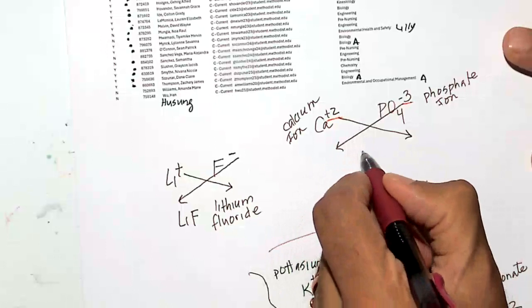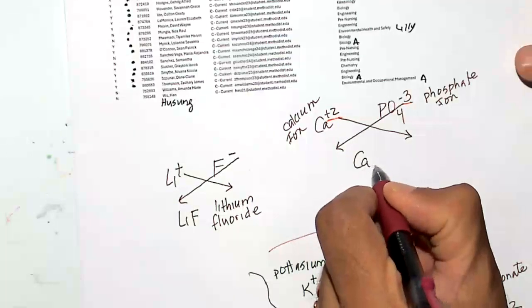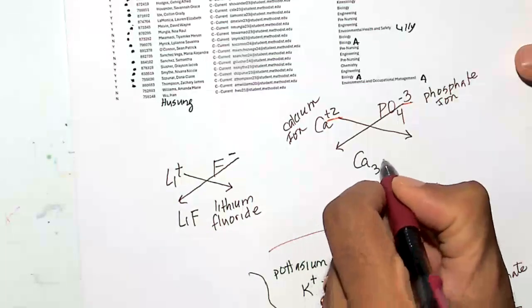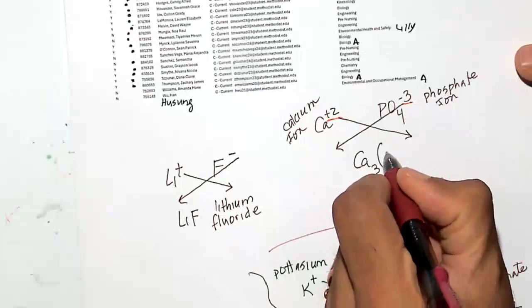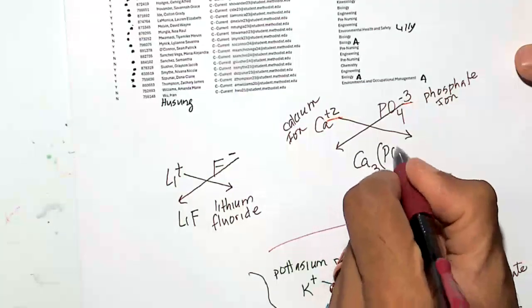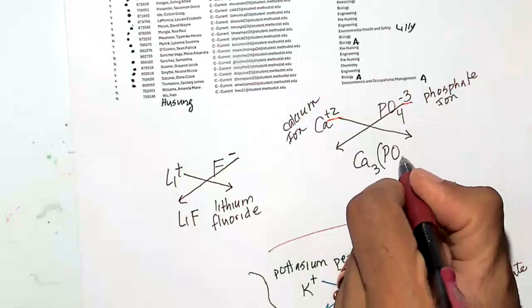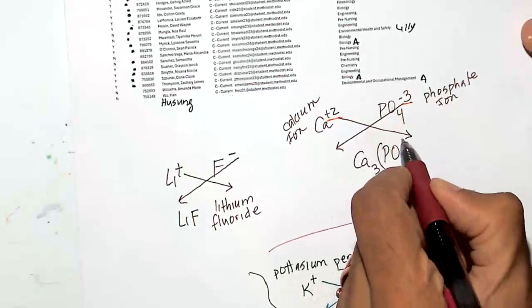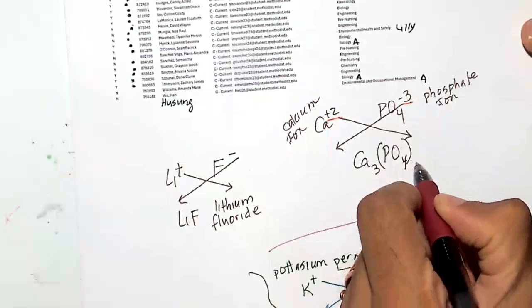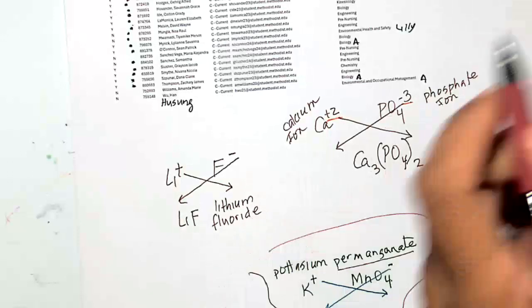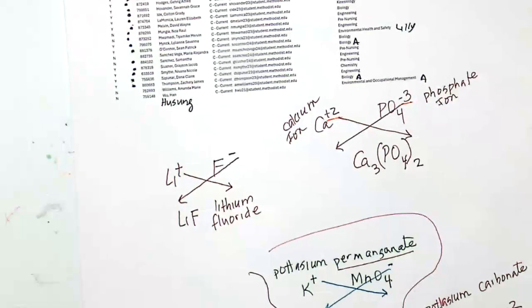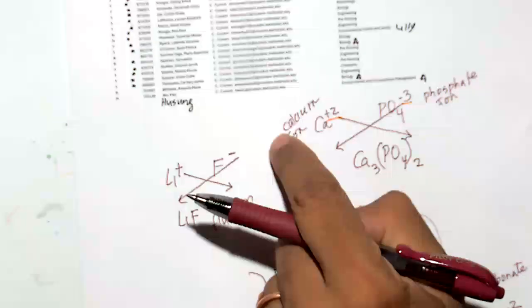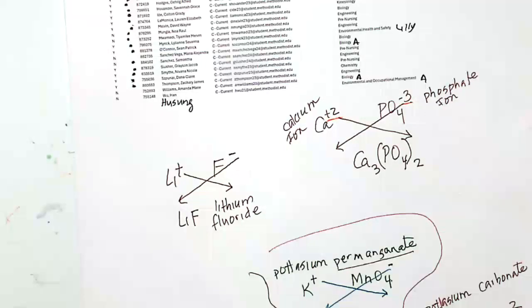After calcium. So what's the formula? Okay, put the 3 at the bottom. Now what? Parentheses. P-O, put the 4 at the bottom, close parentheses, put the 2 at the bottom. Okay, excellent. Okay, very good. What's the name of this? Calcium phosphate. Okay, is it ionic or covalent?